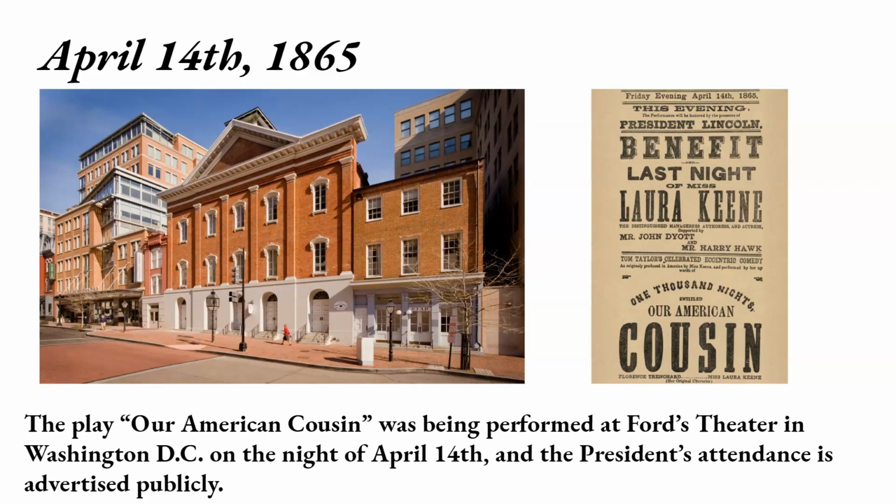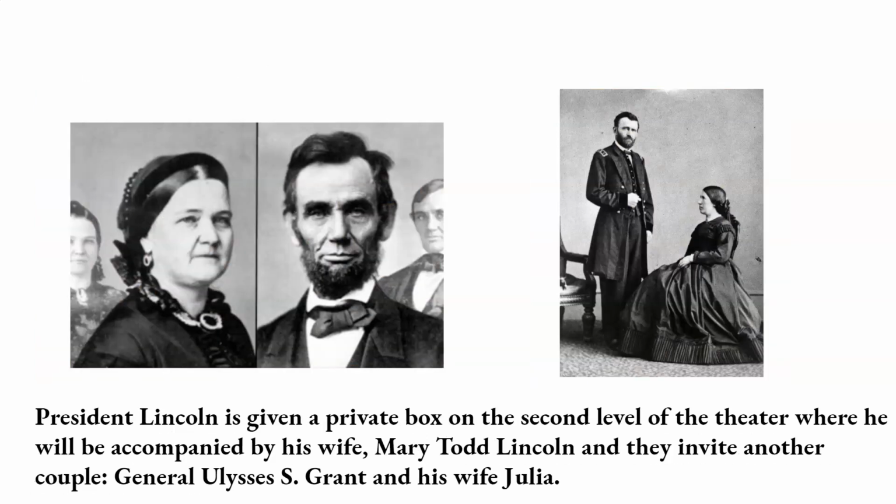So you see here the advertisement. "This evening, the performance will be honored by the presence of President Abraham Lincoln." Not a good thing in retrospect to announce. President Lincoln is given a private box in the second level of the theater, where he will be accompanied by his wife, Mary Todd Lincoln, and they invite another couple, General Ulysses S. Grant and his wife, Julia. They are invited to join them.